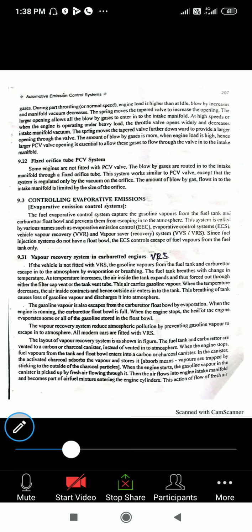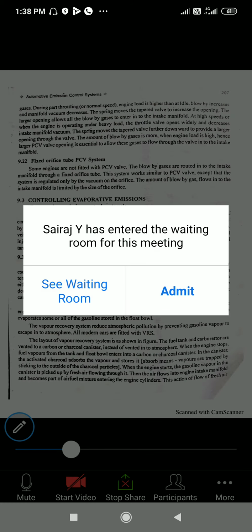Okay, then fixed orifice tube positive crankcase ventilation systems, how they are being used and how the gases are being ventilated, how they release the hot gases to the atmosphere, and how to maintain the temperatures. So there are a variety of things that you are going to study. Okay, controlling the evaporative emissions. The evaporative control system captures the gasoline vapors from the fuel tank and the carburetor float bowl and prevents them from escaping into the atmosphere.